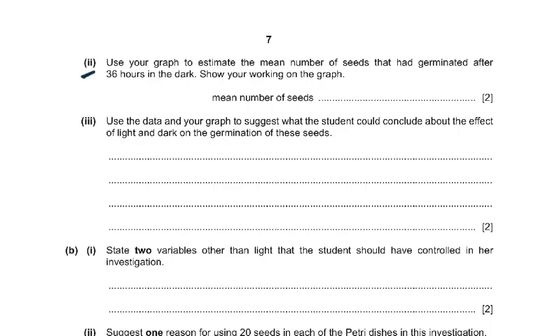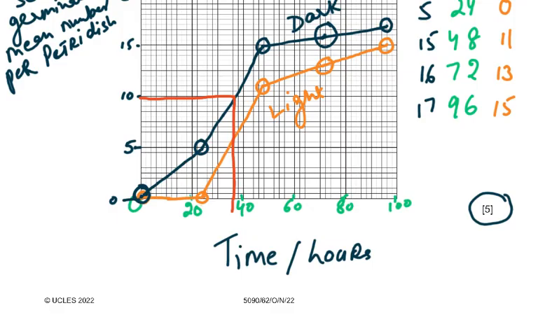Then coming to part 2 of the question: use your graph to estimate the mean number of seeds that had germinated after 36 hours in the dark and show your working on the graph. So this is 2 marks, number 1 for working shown on the graph, and of course the answer was 10. Now let me show it to you, 36 hours in the dark. If you see this point here, this is 36. 20 and 30 comes here, so 32, 34, 36. Each little small square is equal to 2, and then you draw a line there which goes up here, and then you see here it's 10. So the answer was 10, and that is what you had to write.